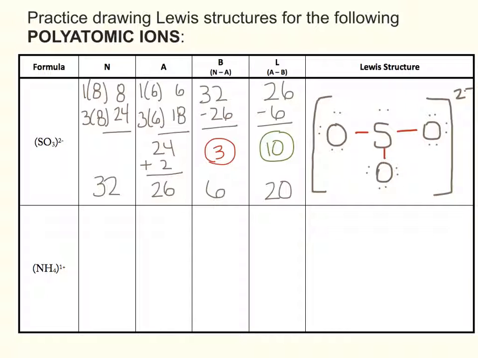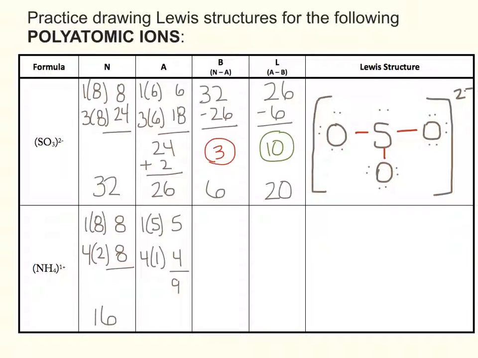Now we can look at our last example of polyatomics, NH4. There is 1 N. It needs 8. There are 4 hydrogens. Hydrogens only need 2. So we have a total of 16 electrons that we need for stability. Our nitrogen has a valence electron of 5. Our 4 hydrogens each have a valence electron of 1. That gives us a total of 9.